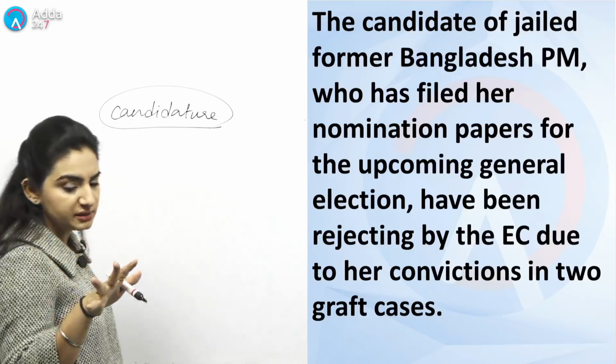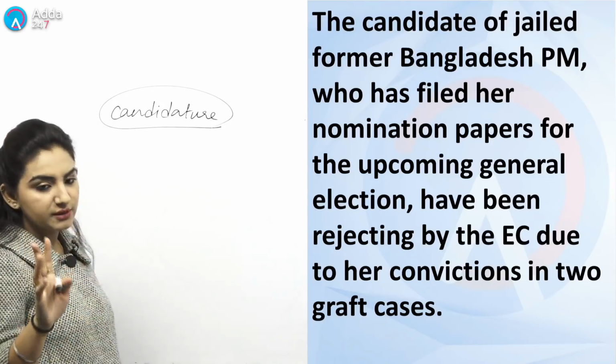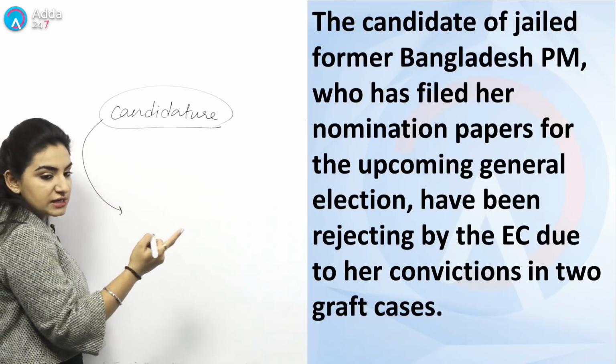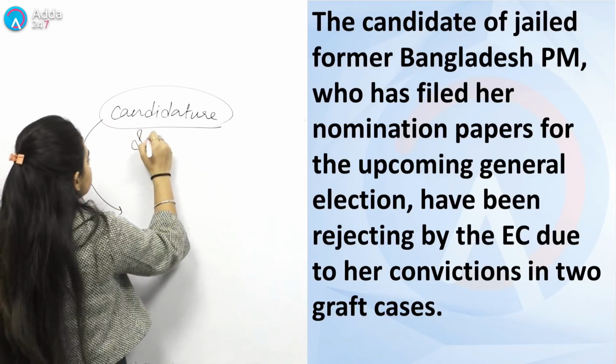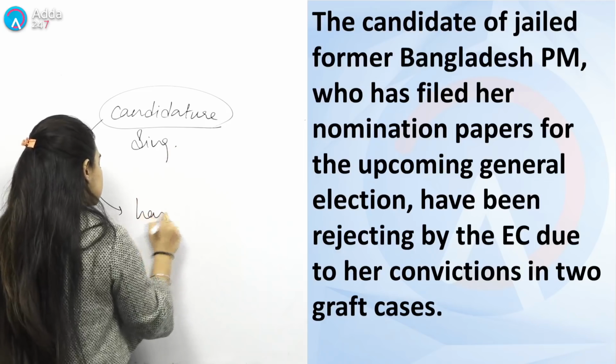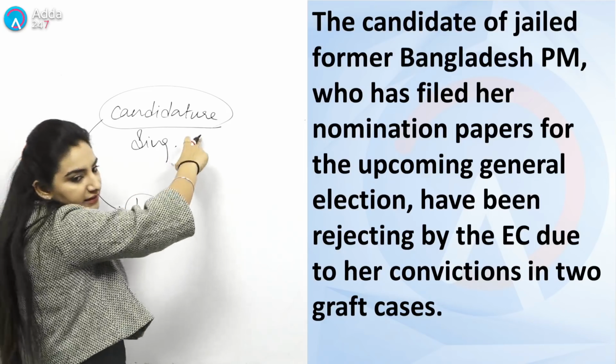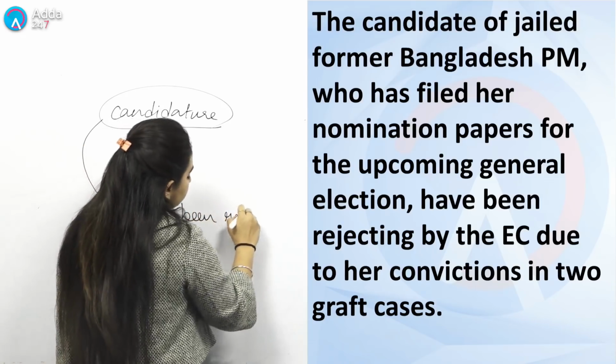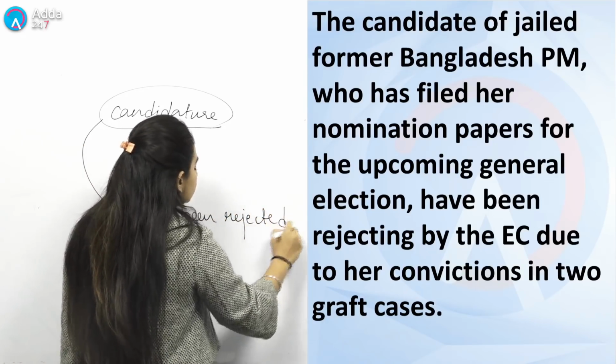पहली बात, it shouldn't be have. Why? Because we are talking about candidature. Candidature has been rejected, right? If candidature is singular, so obviously बात है has लगाओगे. Reject क्या हुआ है? Candidature reject हुआ है ना? So has been rejecting नहीं होगा. You will use rejected here.